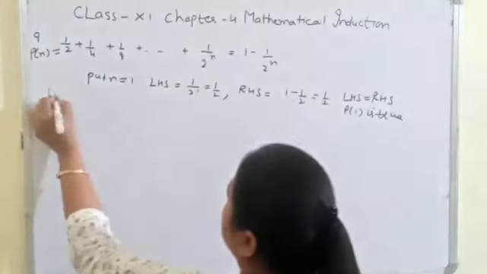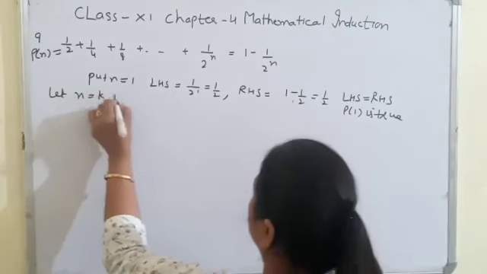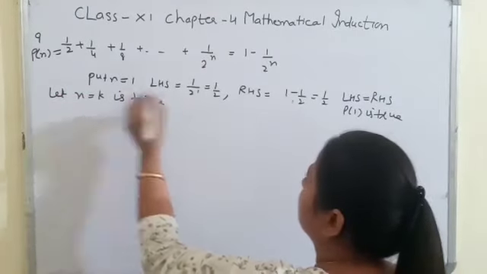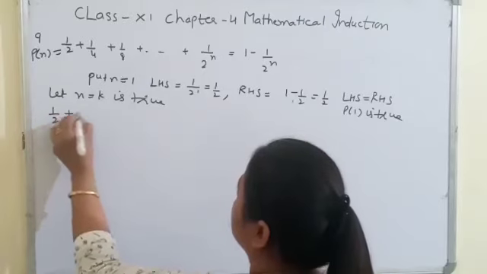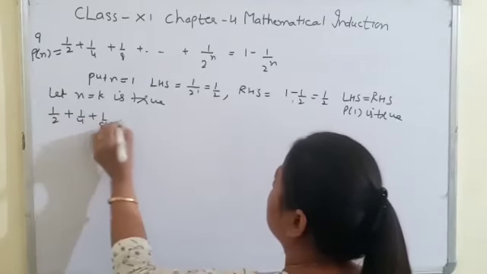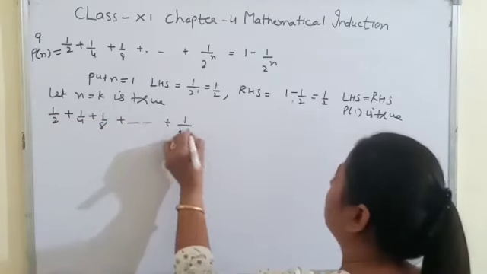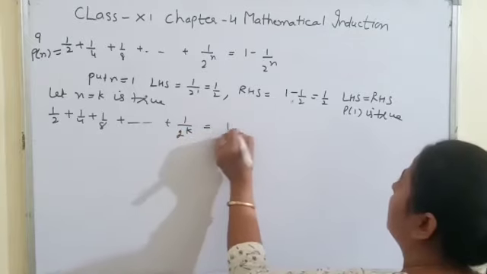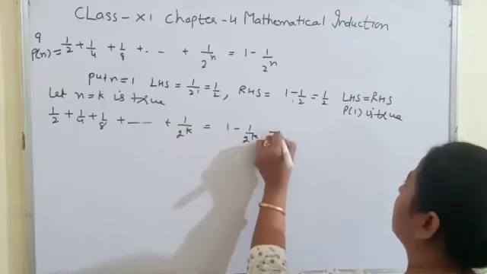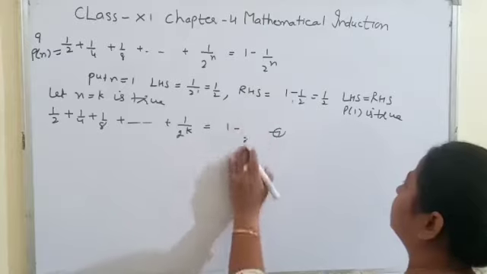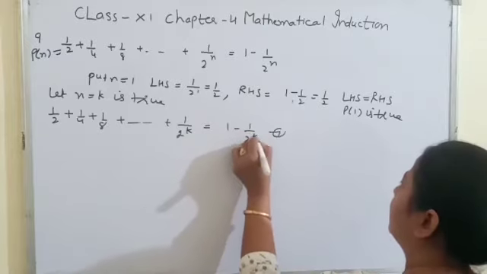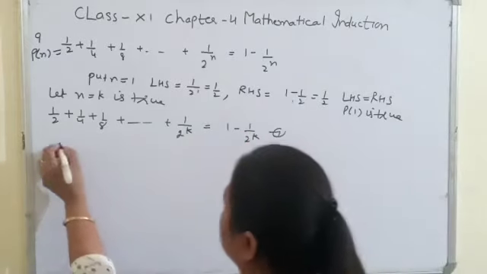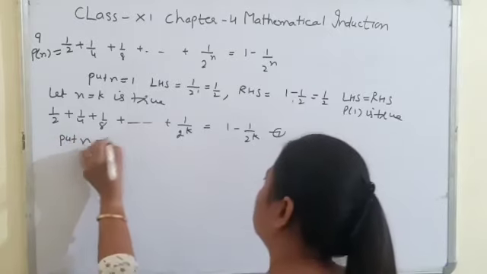Let n equal to k be true. So 1 by 2 plus 1 by 4 plus 1 by 8, so on up to 1 upon 2 power k, equals 1 minus 1 upon 2 power k. Give it the name equation 1. Now put n equal to k plus 1.